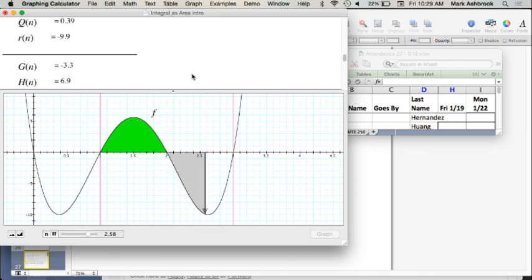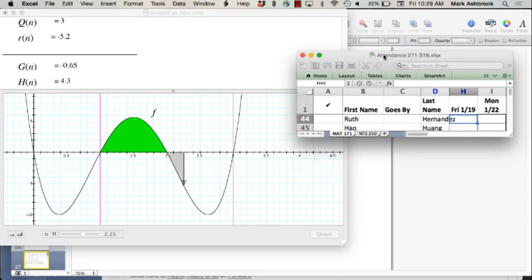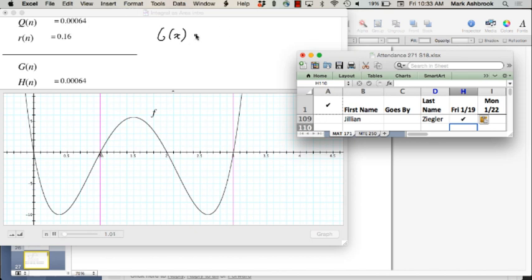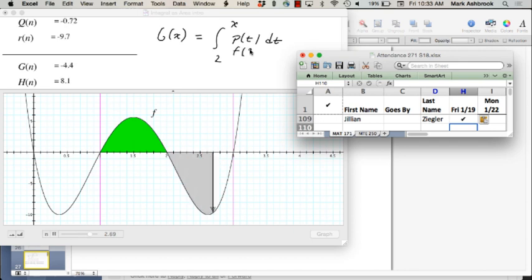Now I got a g function and an h function. I want to see if you can make heads or tails of what g is and what h is. Talk it out. Go. So g, here we go. Ready? I'll write it down. G is signed area, but from 2. So we can go back to p of t or f. You could write p or f, right? Because those are the same.